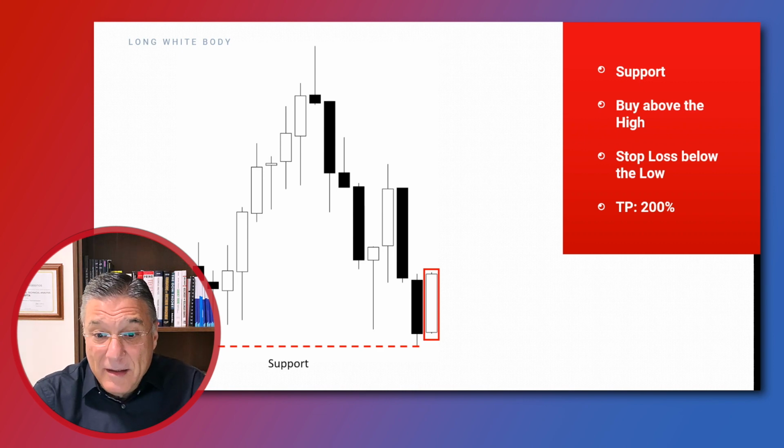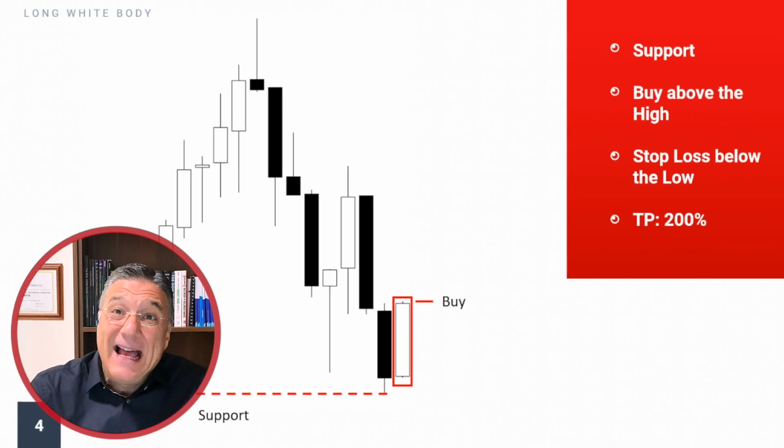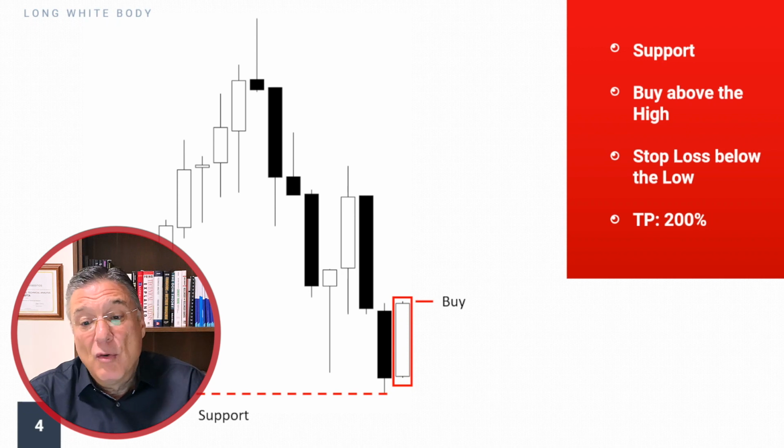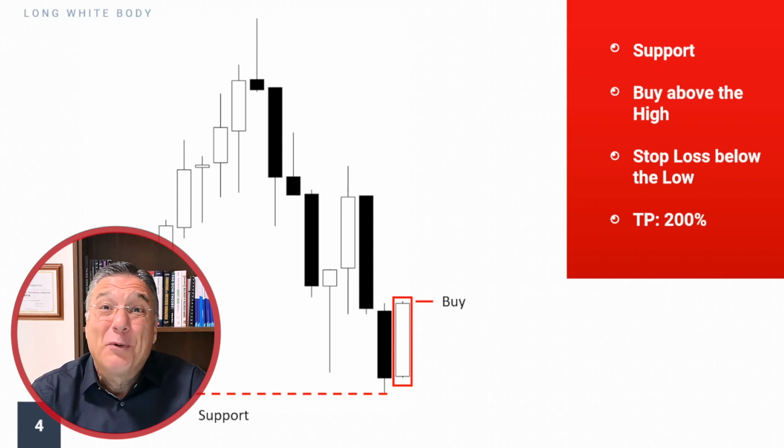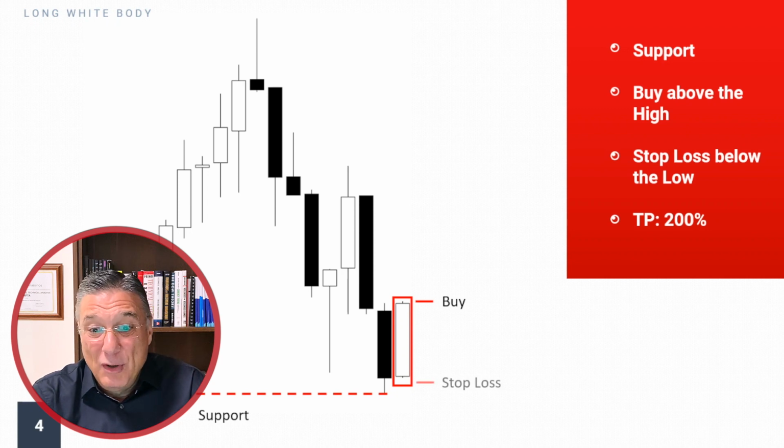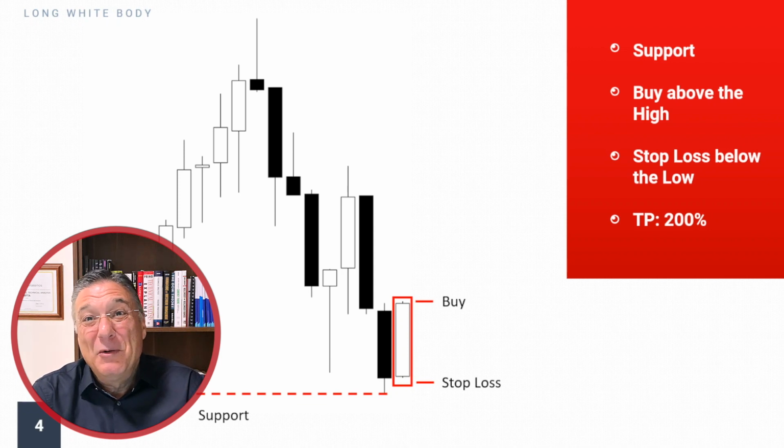We are going to enter the market with a buy order right above the high price of the long white body. And of course, we are going to protect our capital by placing a protective stop loss right below the low price of the long white body. I'm sure you agree with me that it's imperative to protect our capital. Tomorrow, it's another trading day and we need enough capital to trade the markets.